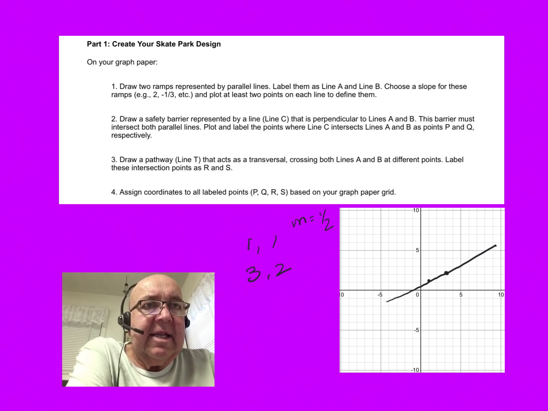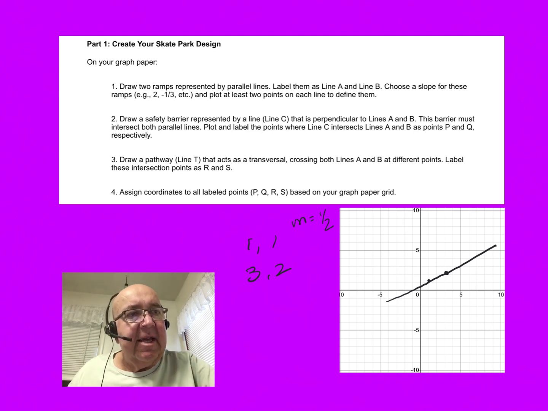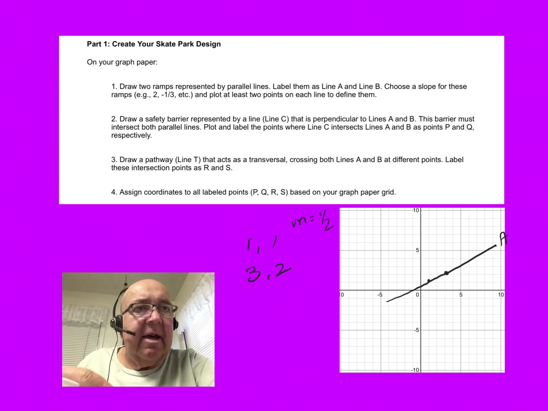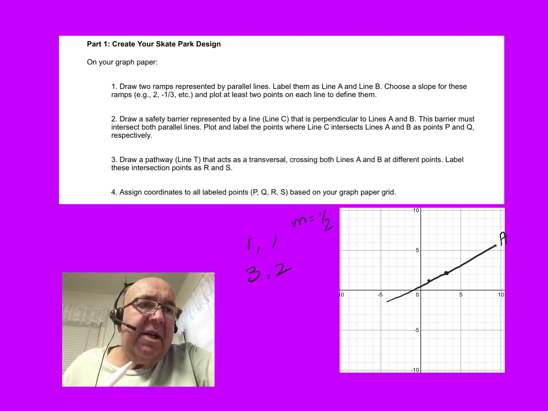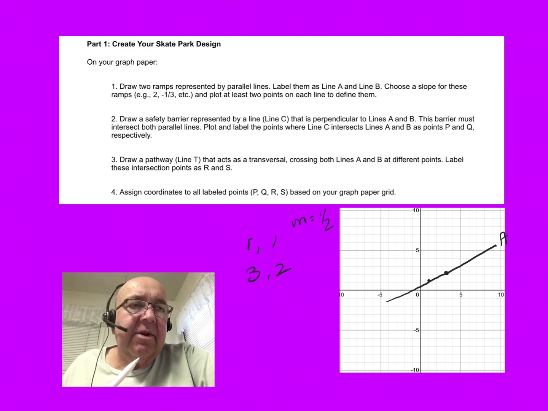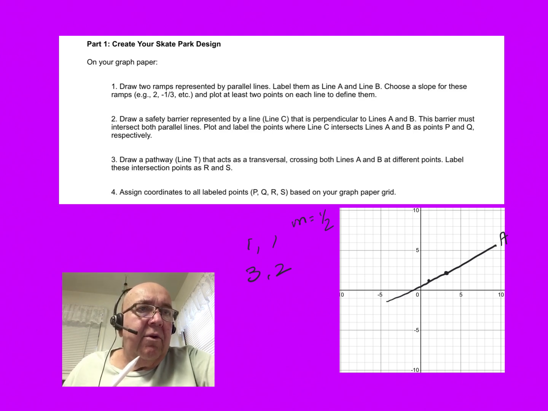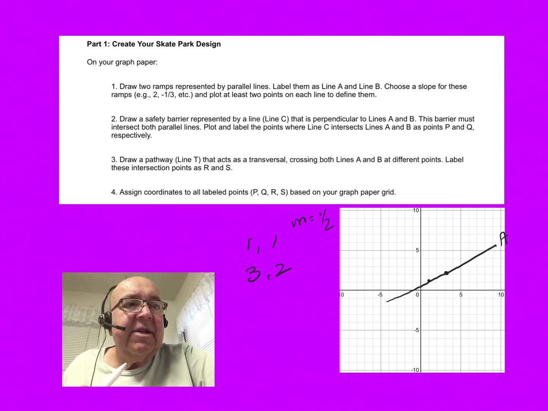Okay, the second thing is you're going to draw a safety barrier, which is line C, which is going to be perpendicular to the lines A and B. A perpendicular line, by definition, crosses at a 90-degree angle, so you can think of this as street corners that are normal. Like if you go out in front of the school, the corner is at a right angle to the road that goes through to Alfresco Road, or 21st Street as it is called now.